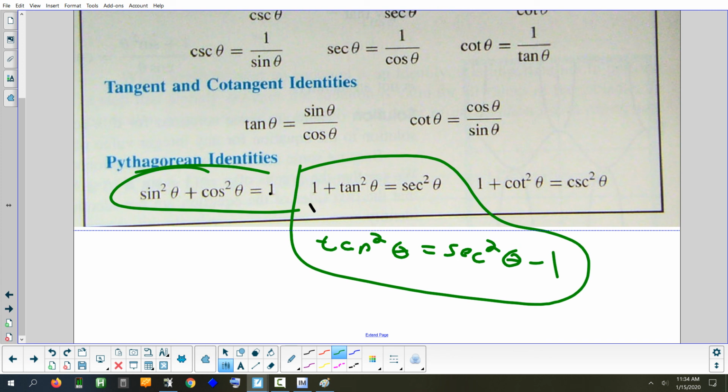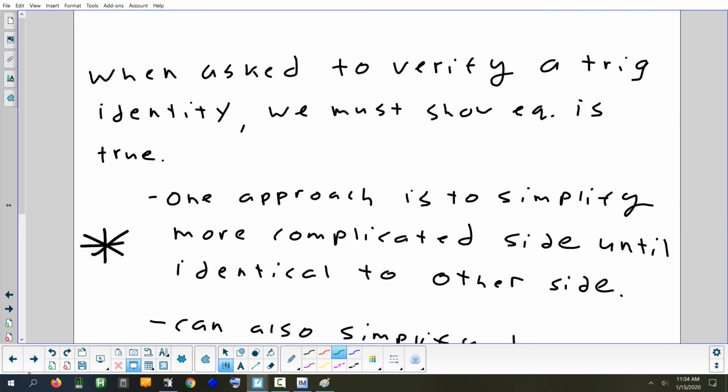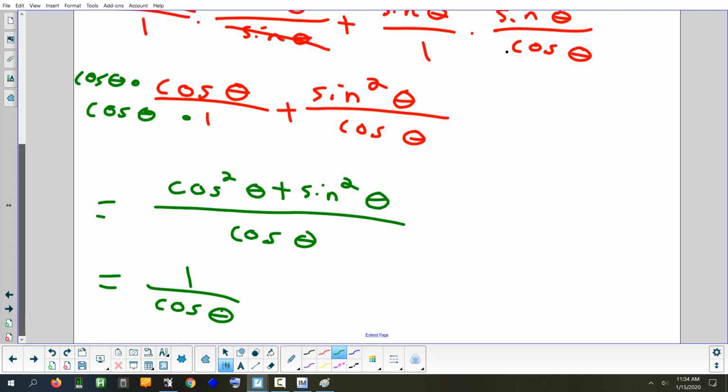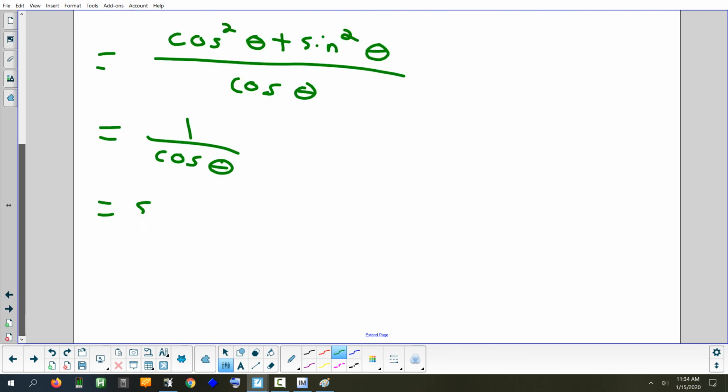So a lot of times that's how you have to look. This identity wasn't really rearranged a lot. It just had these two things switched. That's fine. That's just the commutative property for addition. Sometimes it's rearranged from side to side too. Okay, so now we're at our last step. What's 1 divided by cosine? Secant.